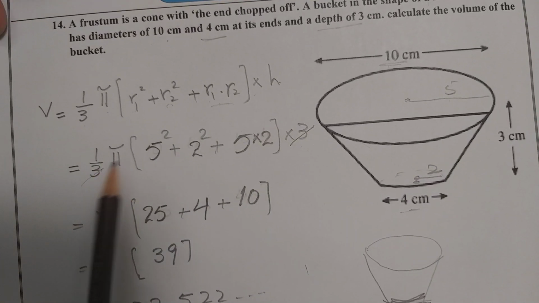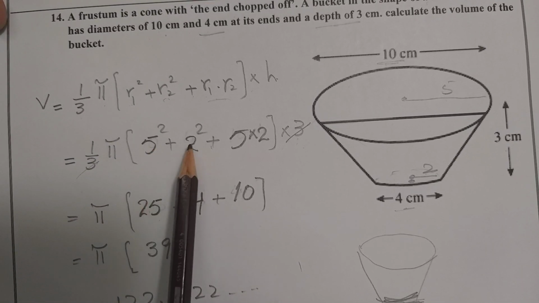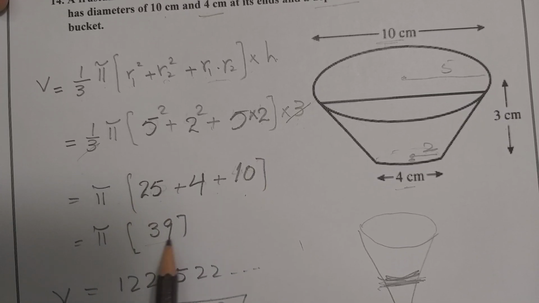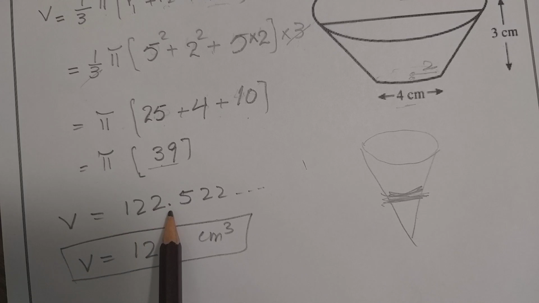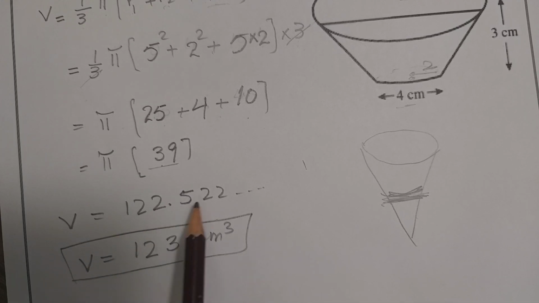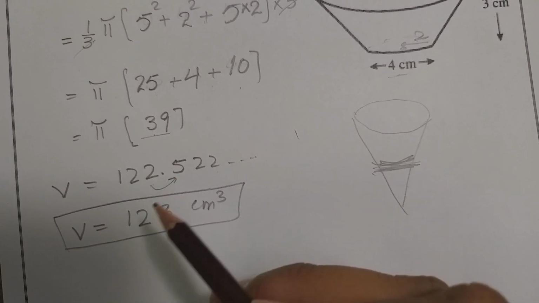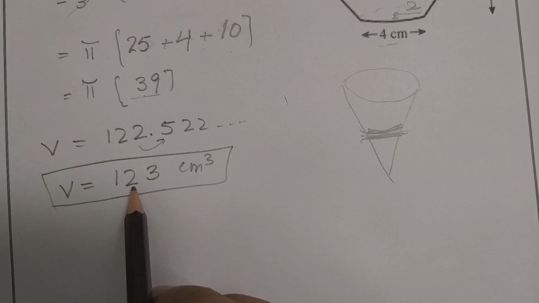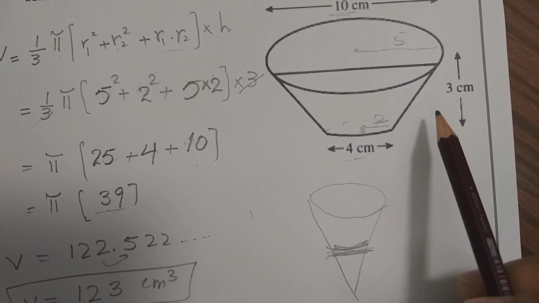You find this 3 multiplied with the 1/3, so it cancels. So 5 squared is 25, 2 squared equals 4, 5 times 2 equals 10. Then simplify, it becomes 39. So 39 multiplied by pi, you find the answer 122.522. After rounding to 3 significant figures, the next number is 5 or more, so increase the number, and it becomes 123 cubic centimeters. So this is the volume of this frustum.